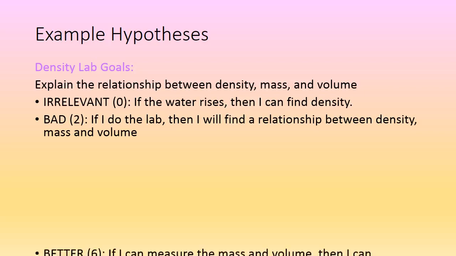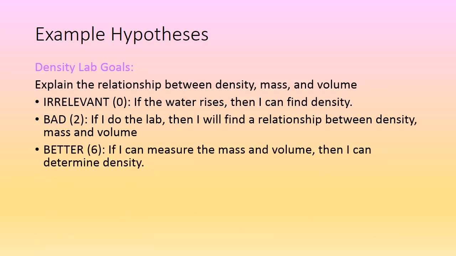A better hypothesis, so this would be the 6-point category, would be, if I can measure the mass and the volume, then I can determine the density. So this is actually kind of relating mass and volume to density. It's just not saying how mass and volume affect density. So that's why it's not a perfect 10, is that it says that I can use mass and volume to get my density, but it's not saying how mass and volume are going to affect how much density the object has.